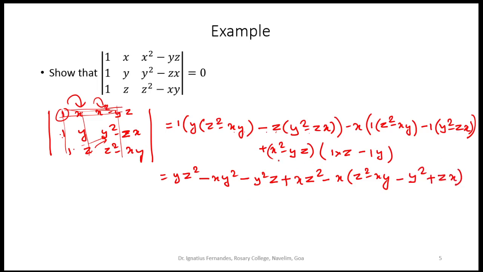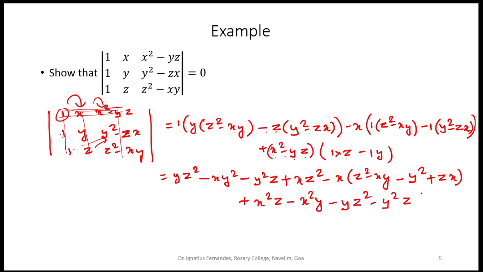The same way, let me simplify this bracket as well. Plus I have x square into z, here x square into z, then x square into minus y, so that will be minus x square y, then minus yz multiplied to z, so I have minus yz into z, z square, and minus yz into minus y is minus y square z.